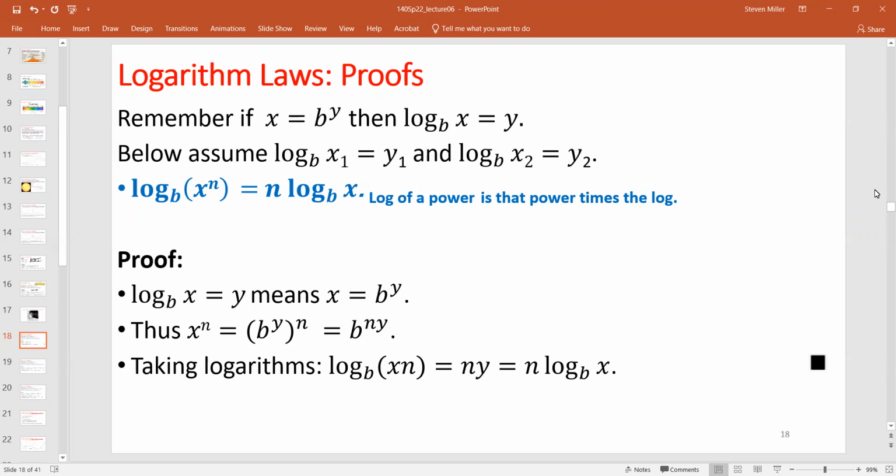And now I use my exponent law. If I have b to the y to the n, that's the same as b to the y times n. And this is what I mean that the log laws come from the exponent laws. Well, n times y or y times n, I can write it either way. Multiplication is commutative. So now if I take logarithms, oops, this is a typo. This should be.